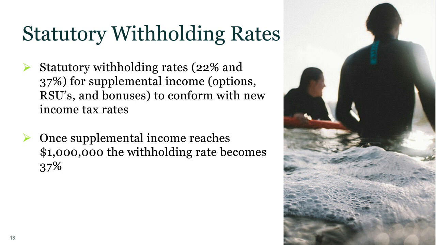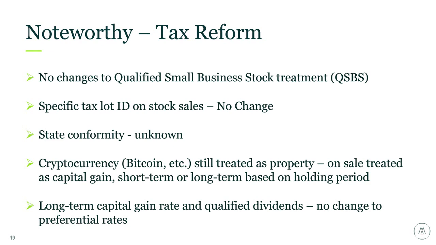A few noteworthy changes. There's been no change to qualified small business stock treatment. This allows taxpayers to exclude up to $10 million of gain if it's a qualified small business. So it's great that that still is in the rules going forward. There was something in the proposed regs that you would have to do stock sales based on LIFO or on FIFO, first in, first out. But there's no change there, so now you can still specifically ID any stock that you're selling.